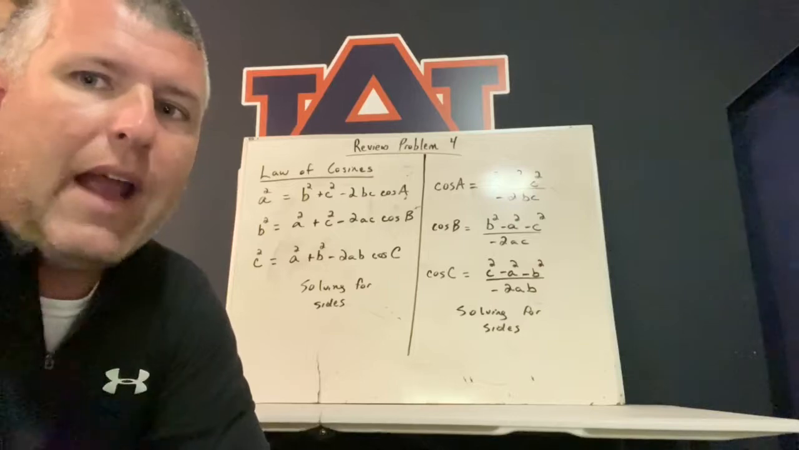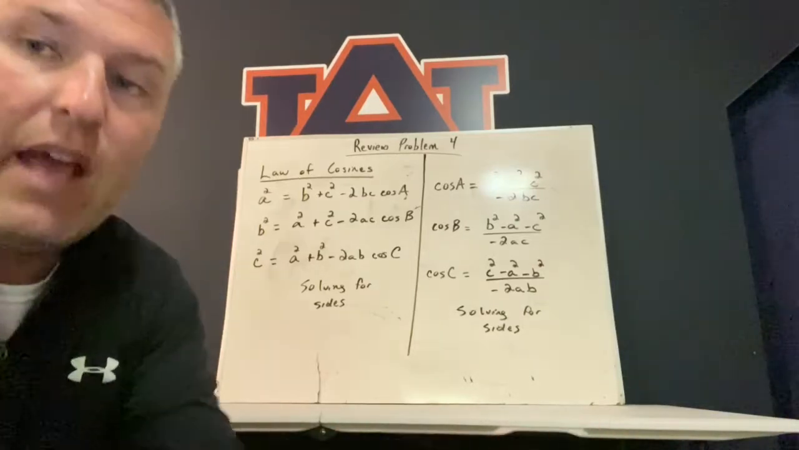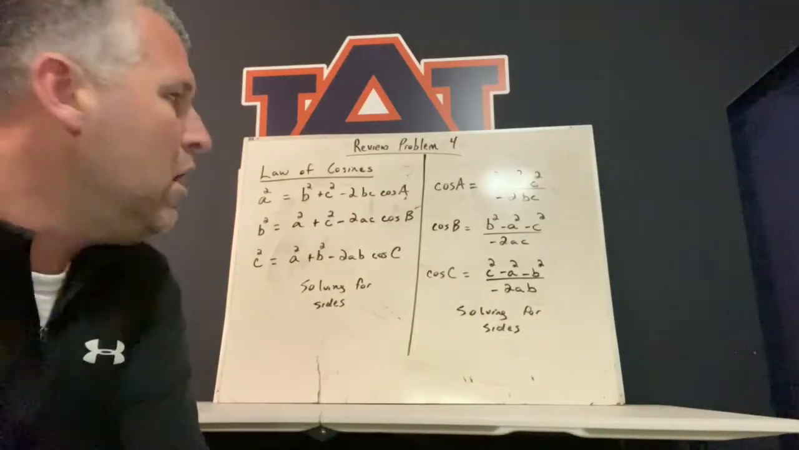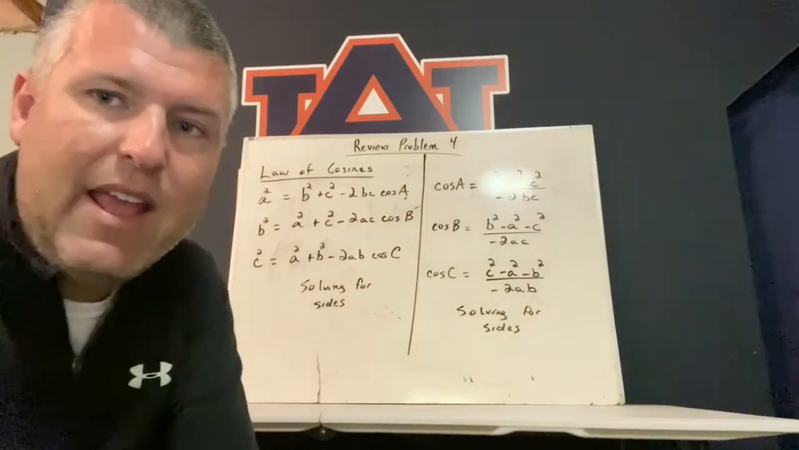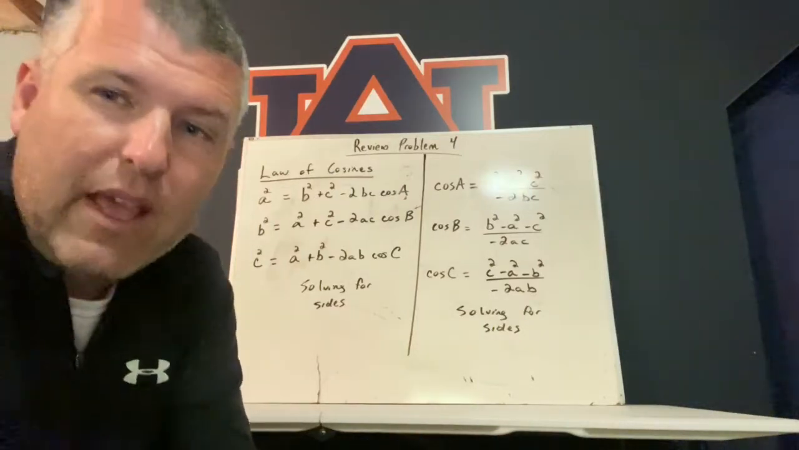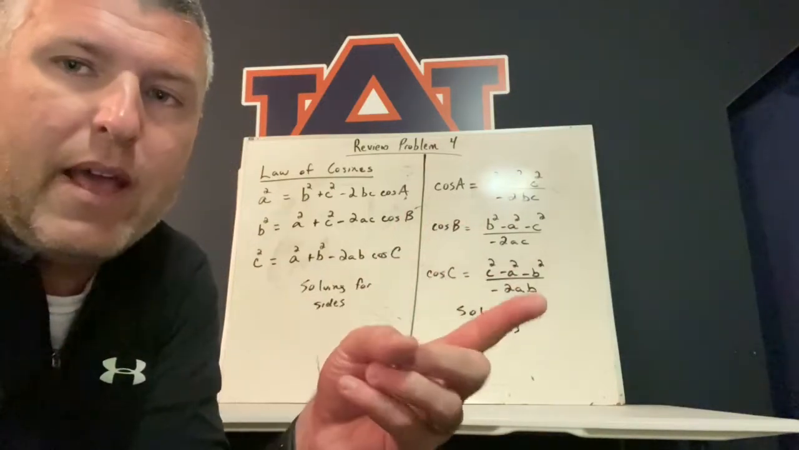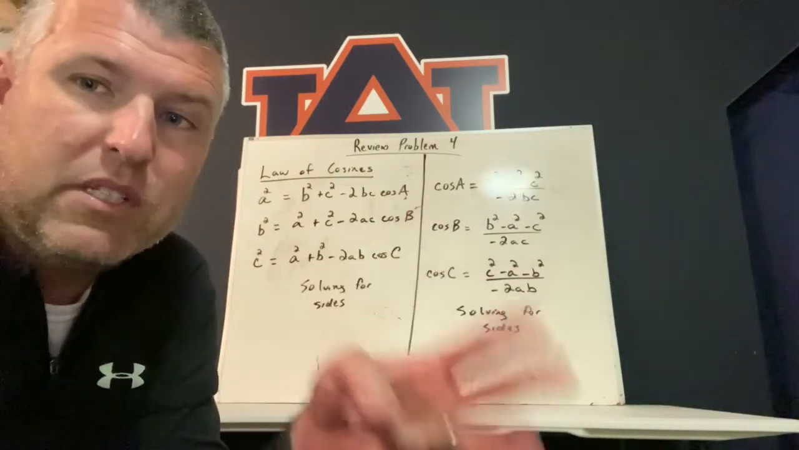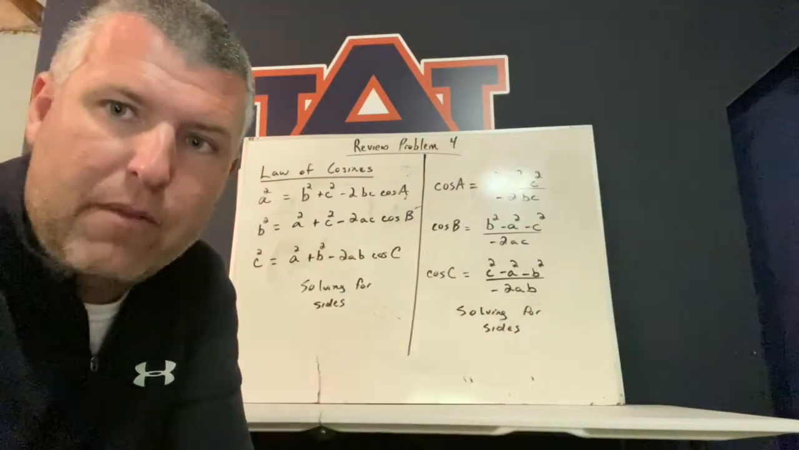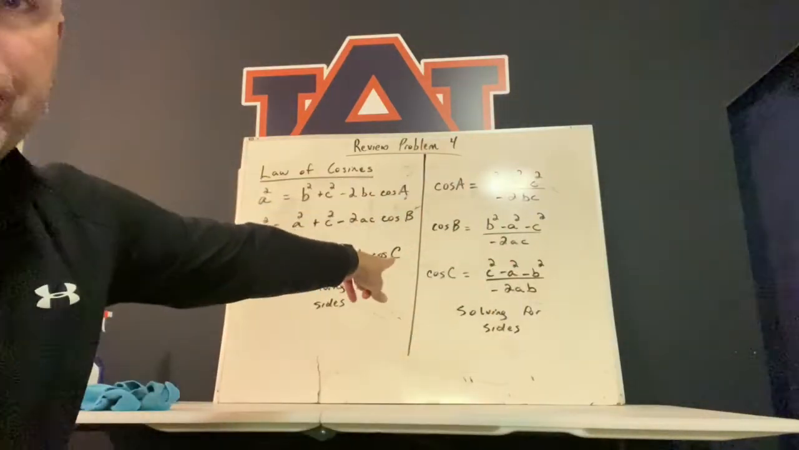But what if they're not asking us to find a side? What if they say find an angle? When would we find an angle? When would we know to do that? Well, we would find the angle when we're given all 3 sides. So if we're given all 3 sides, then I'm either going to be looking for angle A, angle B, or angle C. That's going to be the problem today. That's why I put these problems up there.